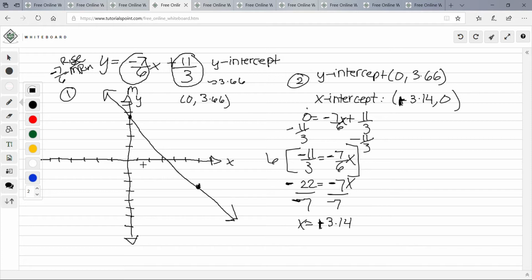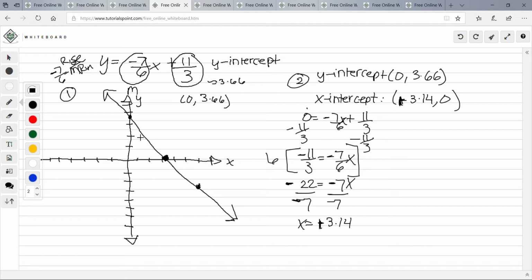So here's 3.14. So here's our x-axis. So it's 1, 2, 3. 3.14 is right about here. So yeah, and then once you do that, you just connect the dots. So that's how you graph a linear equation in two ways.